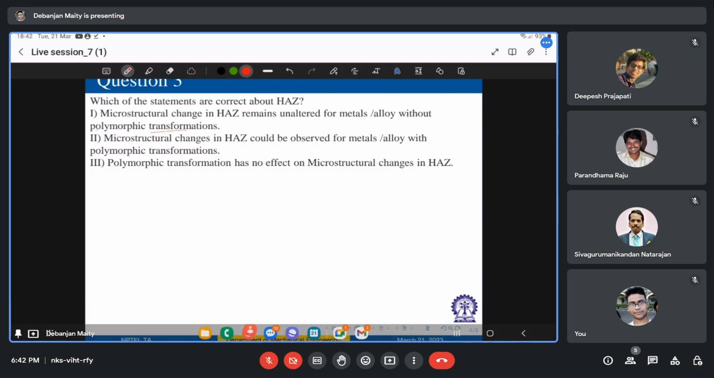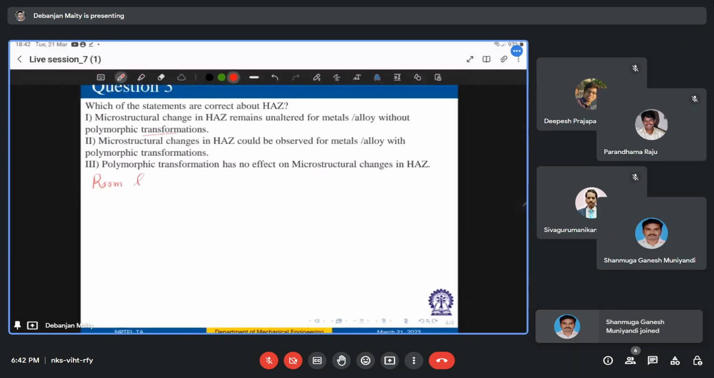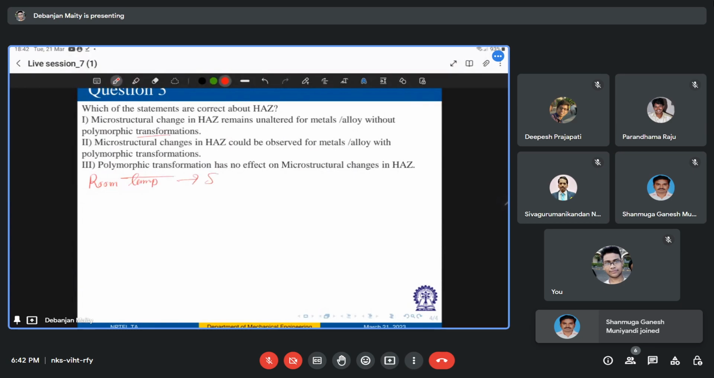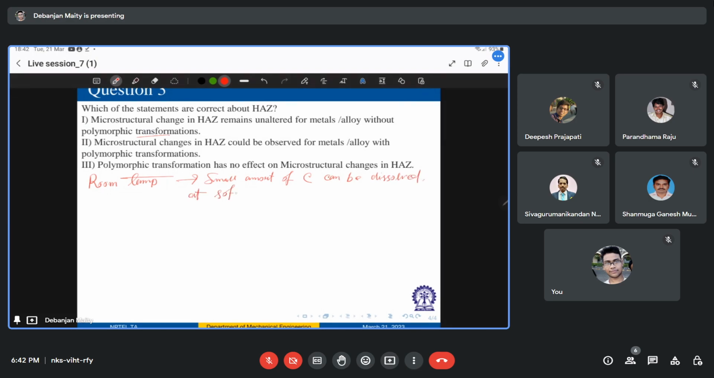So at room temperature, a small amount of carbon can be dissolved in the soft state, right?